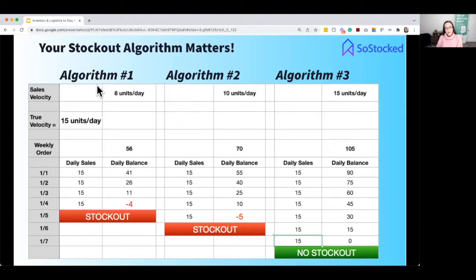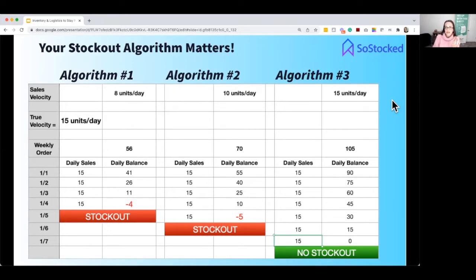The spreadsheet he built said he was selling 10 units a day. This is all the same data, right? All the same data being plugged in. And then SoStock was saying you were selling 15 units a day. Your true velocity is 15 units a day. So he would place weekly orders. And if he had followed the first algorithm, he would have stocked out on day 4. If he had followed the second algorithm, he would have stocked out on day 5. And the final algorithm, the 15 units a day, was the one that kept him in stock and avoided stockouts, was able to create that accuracy.